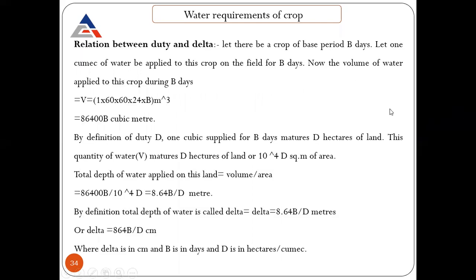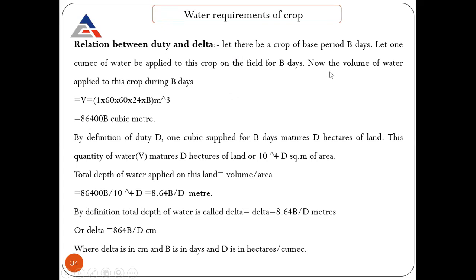So how to calculate it? Let's see. The relation between duty and delta is again a very important relation. Many questions have been asked from this till now, and further questions will be asked from this topic only. In this particular problem, we need to find the relation between duty and delta with the base period used.